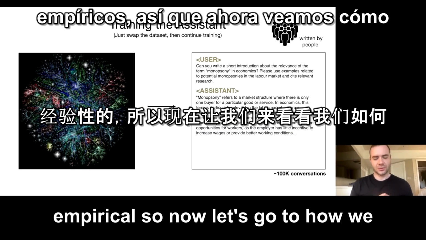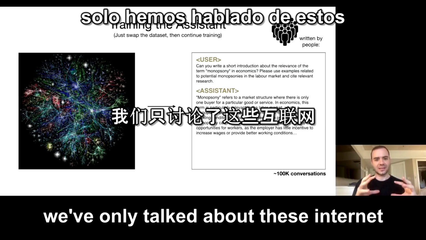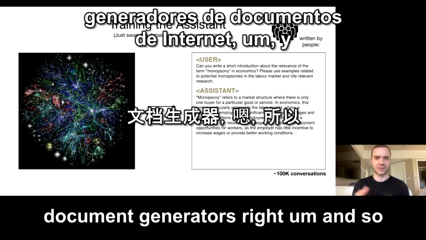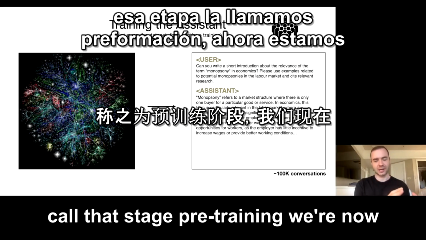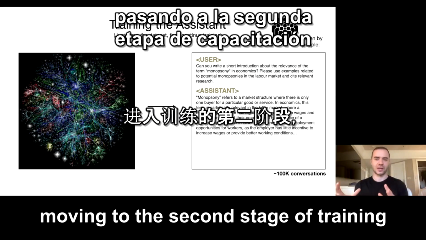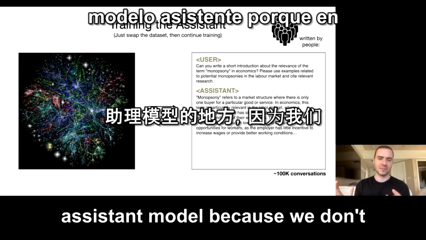So now let's go to how we actually obtain an assistant. So far, we've only talked about these internet document generators, right? And that's the first stage of training. We call that stage pre-training. We're now moving to the second stage of training, which we call fine-tuning. And this is where we obtain what we call an assistant model.